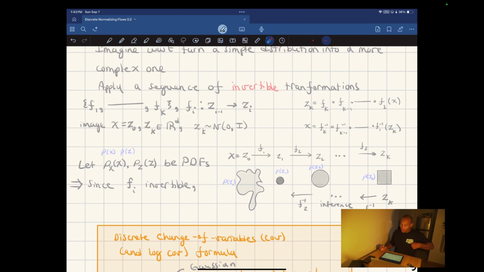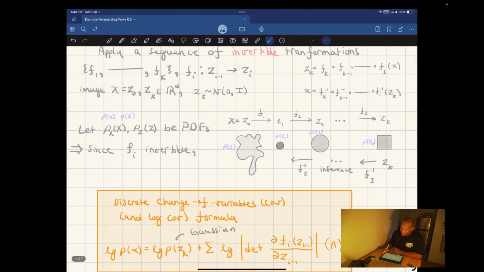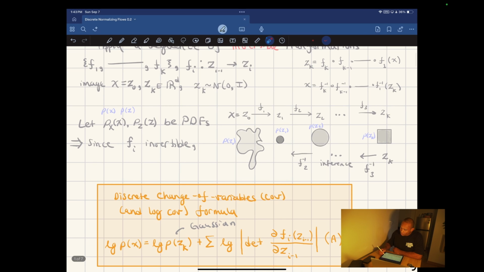Essentially, during inference, we take a simple distribution and we just pass it all through these invertible maps till we get a more complex distribution.